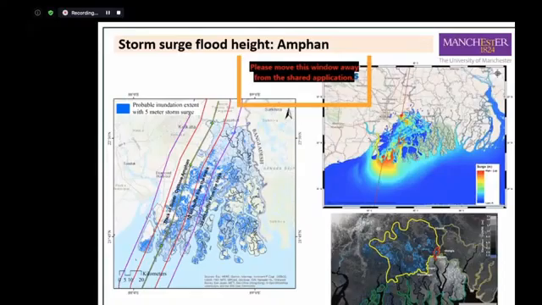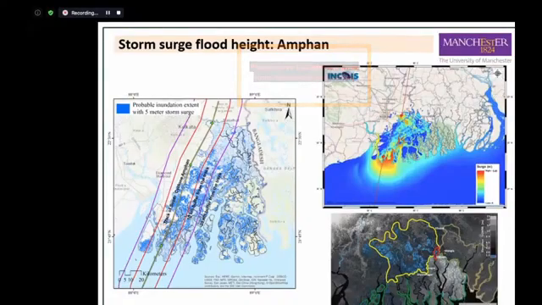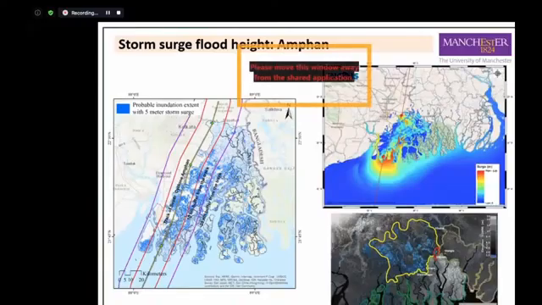So this is an ongoing paper, and this is a flood model that is not my model. This is from INCOIS and the National Institute of Oceanography, Goa. They have prepared this storm surge height model. From their data, I have calculated the inundation conditions. And this model is in the left hand image.